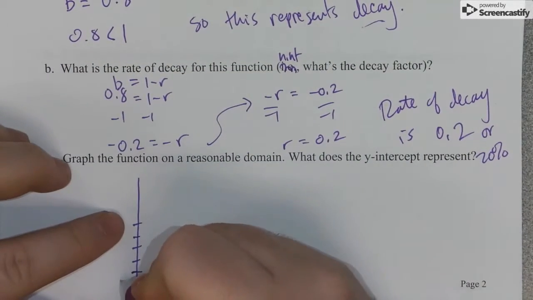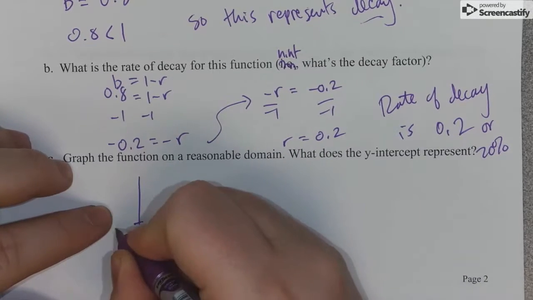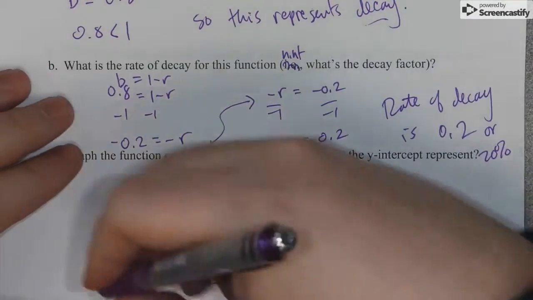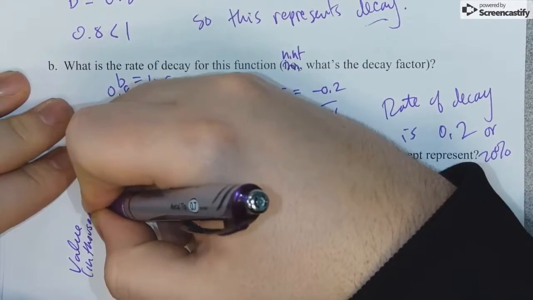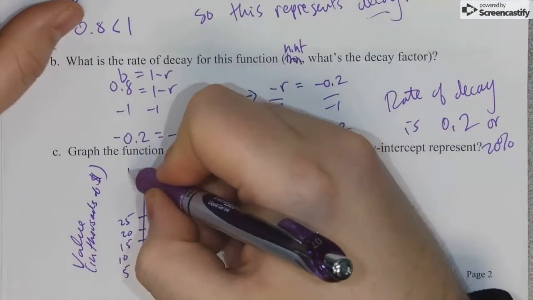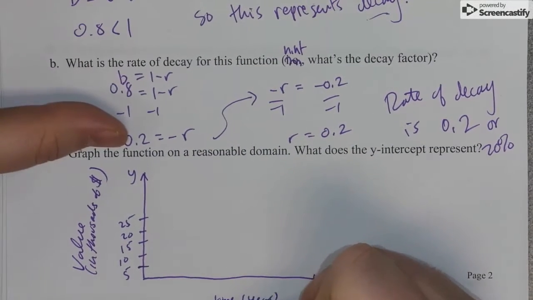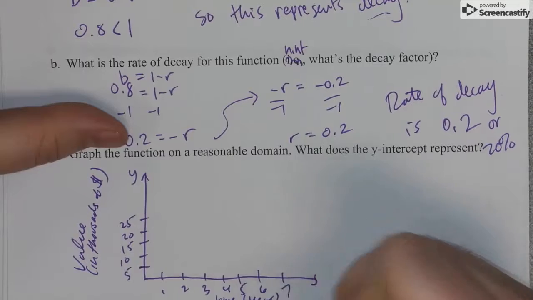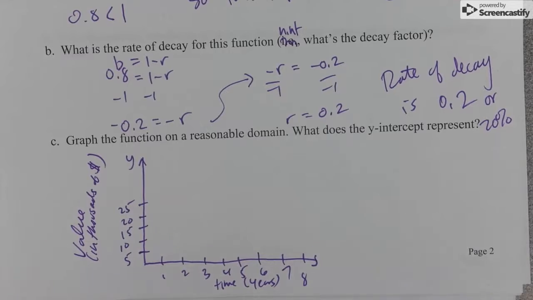So this is 5, 10, 15, 20, 25. And so this is your value in thousands of dollars. So the y-axis represents the value in thousands of dollars. The x represents your time in years. So let's just do 1, 2, 3, 5, 6, 7. Let's go up to 8. And if we need to go further, we could.